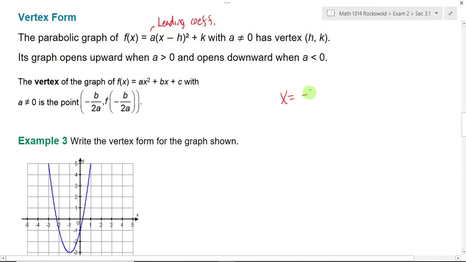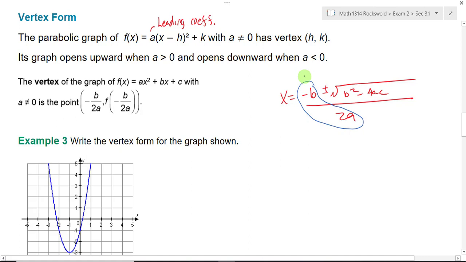X is equal to negative b plus or minus the square root of b squared minus 4ac all over 2a. How we get this x value of the vertex is we just take the front part of the quadratic formula. So hopefully by tying this to something that you're familiar with, it'll make it easier for you to remember how to find the vertex whenever your quadratic equation is written in this general form.